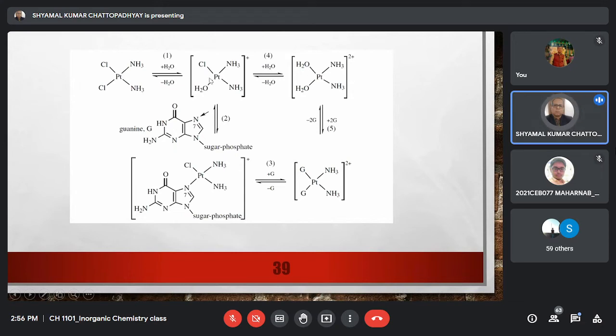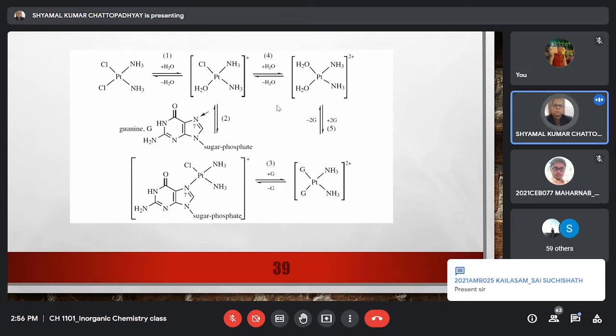So there may be replacement of 1 chloride ion, there may be replacement of 2 chloride ions. And once chloride is replaced by water, then it is found that these platinum complexes, in our DNA, there are 4 bases: A, T, C, G. A for adenine, T for thymine, C for cytosine, and G for guanine.